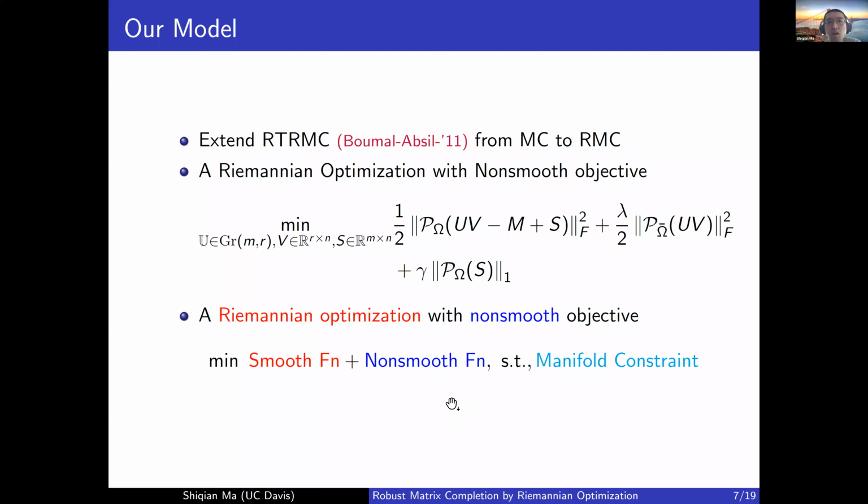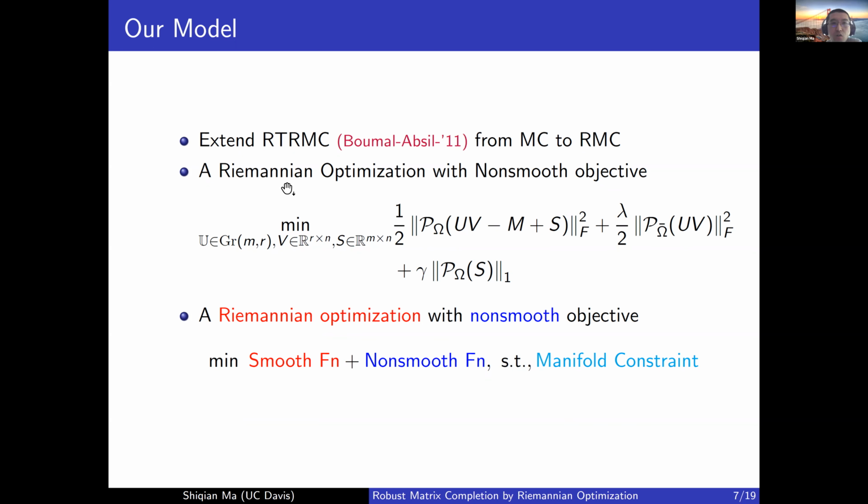Now let me introduce our model. Basically, we extended the RTRMC model proposed by Boumal and Absil for solving the matrix completion problem to the robust matrix completion problem. The difference between the two is that in the robust matrix completion problem, we need to take care of the sparse matrix. To promote the sparsity, usually we have a non-smooth objective function. Combined with the manifold constraints, this kind of optimization problem can be very challenging in practice.